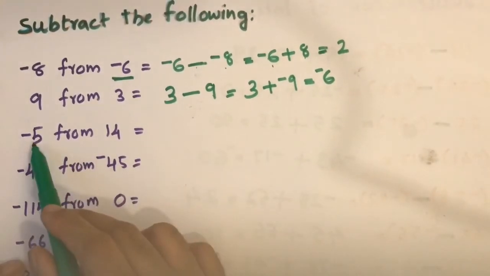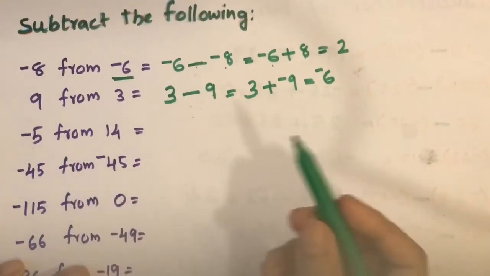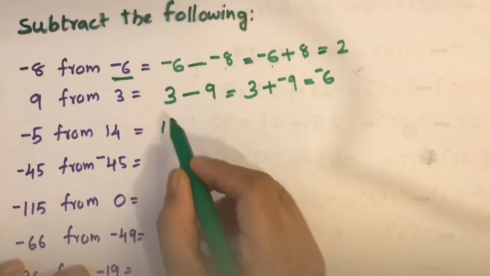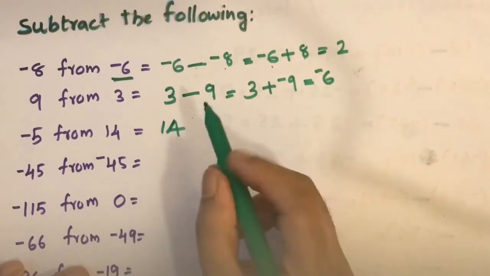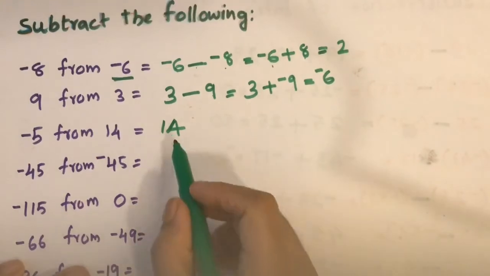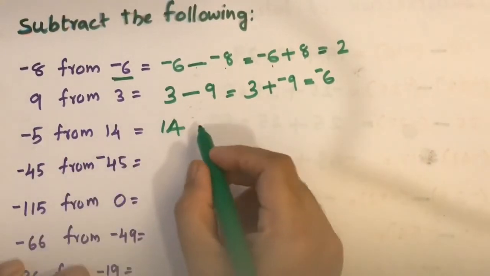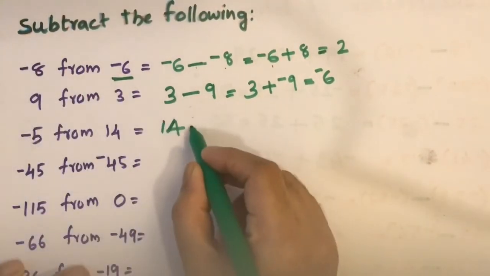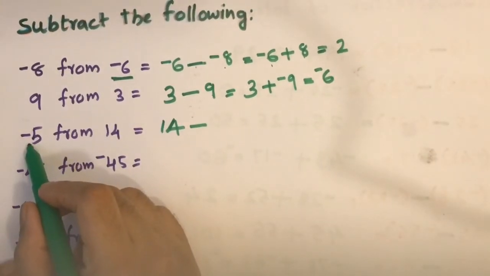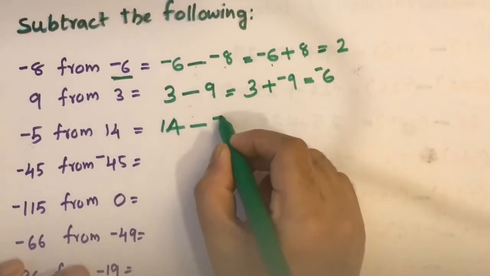Here, minus 5 from 14. So write the number after "from" first, that is 14. We need to subtract from 14, so we need to write the 14 first. Then we need to subtract it. So subtraction. Then we need to subtract minus 5, so write minus 5.